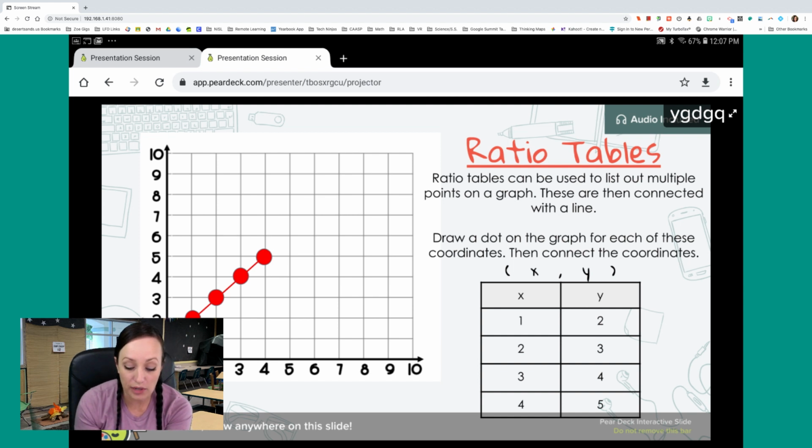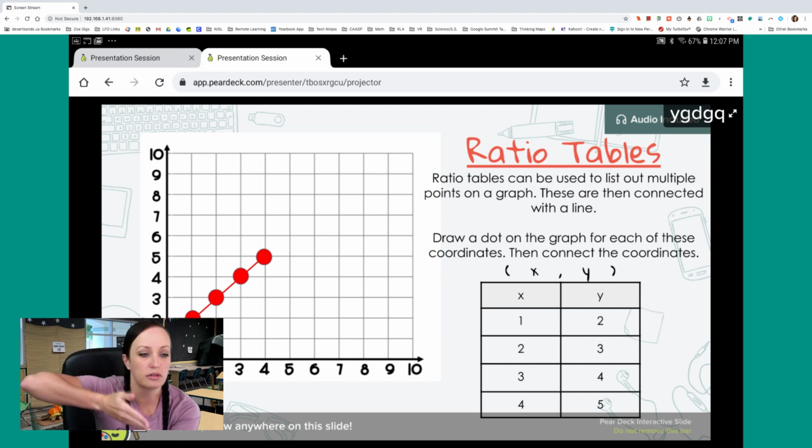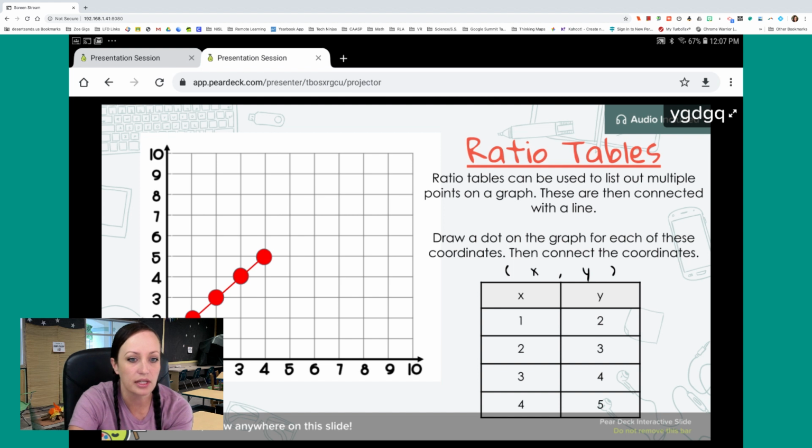So when I'm looking at the ratio table, it's that first point that's on that chart, right? 1 and the 2. The X always goes first, the Y is second, horizontal is always first, then the vertical second, all right? That second point would be 2, 3. So looking at my grid, it's over 2, up 3, then 3, 4, so over 3, up 4, and then the last one, over 4, up 5.